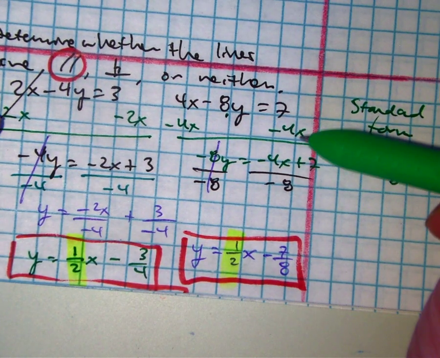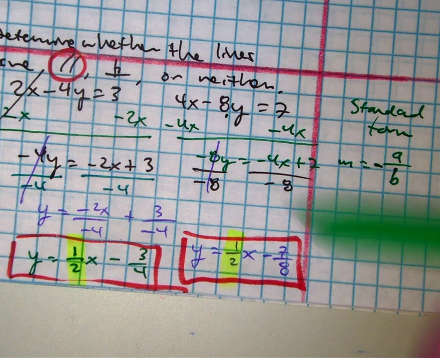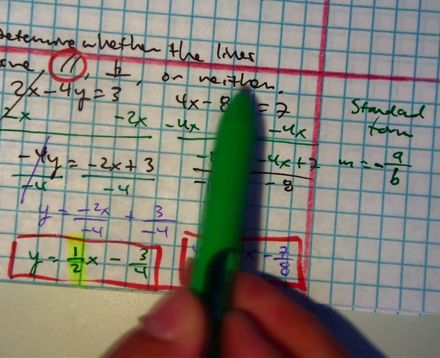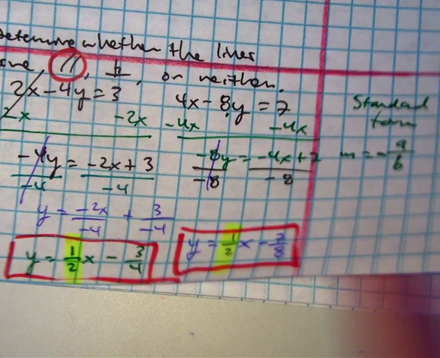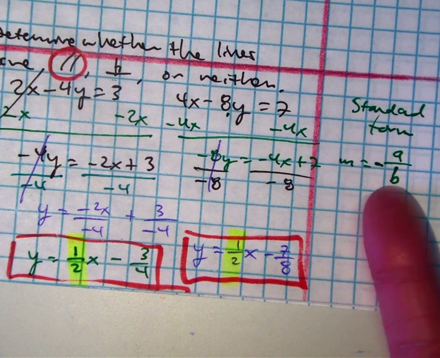So I didn't have to actually transform into slope-intercept form, but two ways you can identify whether it's parallel, perpendicular, or neither: put into slope-intercept form, or use the slope of negative a over b.